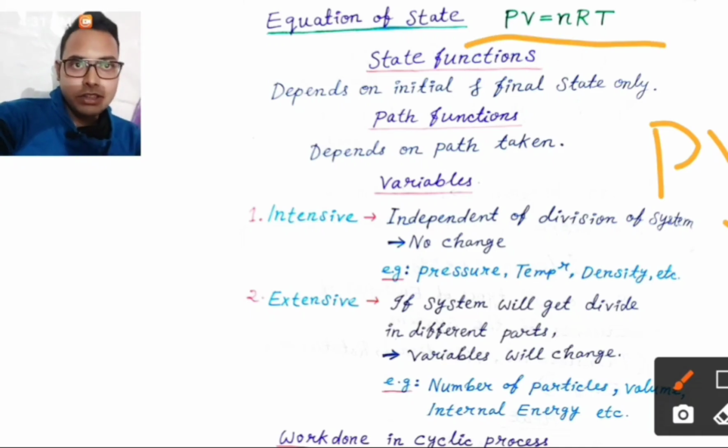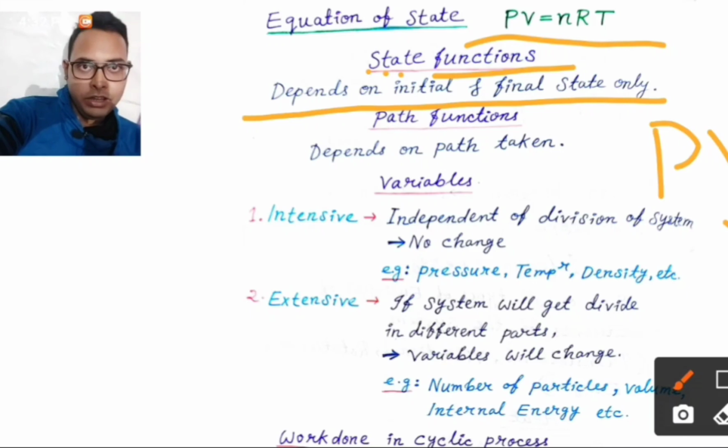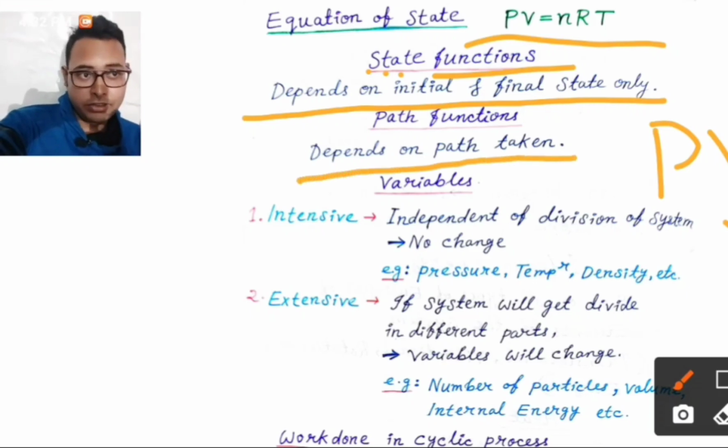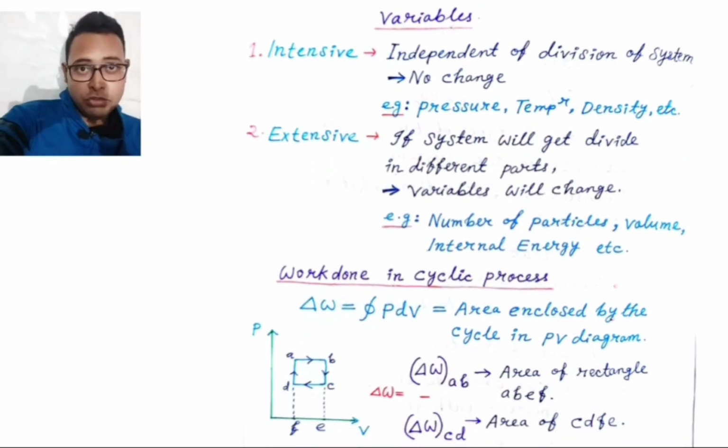State functions. Which are the state functions? Those that depend on the initial and final state only. If a thermodynamic function depends only on the initial and final state, that will be a state function. And if it depends on the path it follows from initial to final position, then it is called a path function.